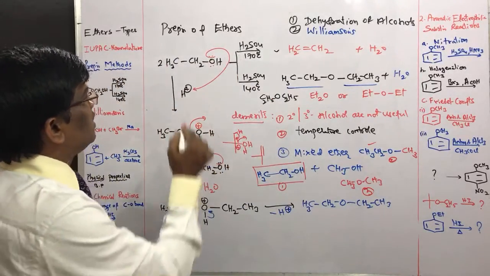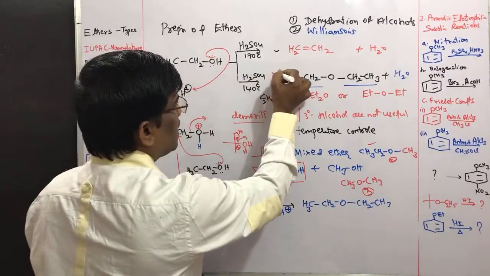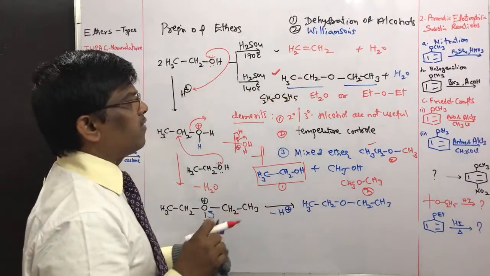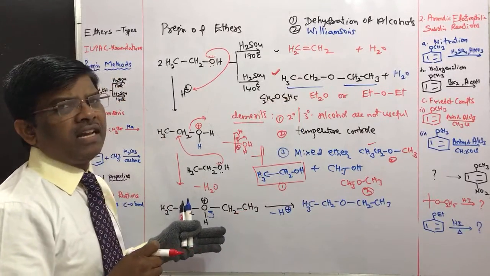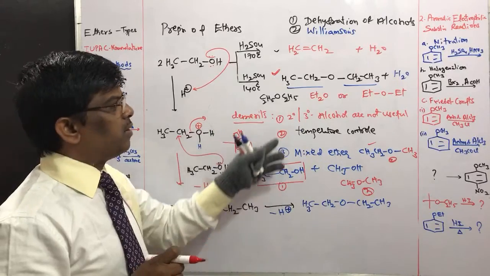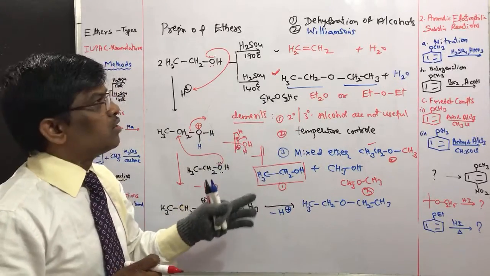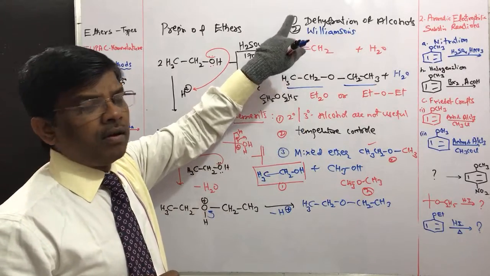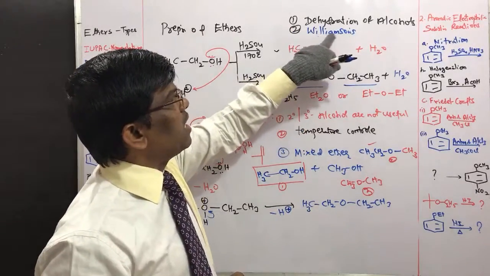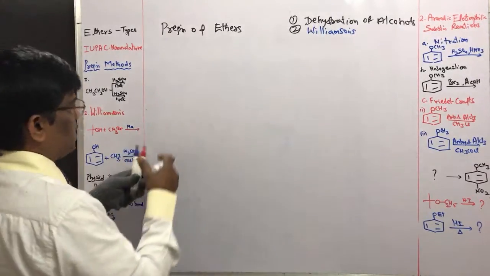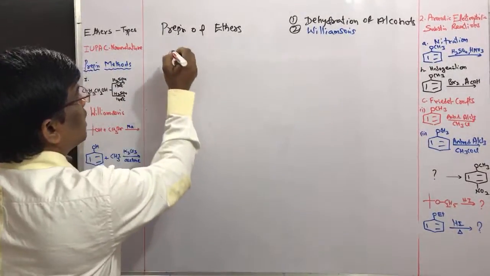So that is why this method can be used for the preparation of specific ethers. However, it is a generalized method, and it is not possible to make different types of ethers because of these drawbacks. So a versatile method for the preparation of ethers is Williamson's synthesis. Let us see. Yes students, Williamson synthesis is like this.